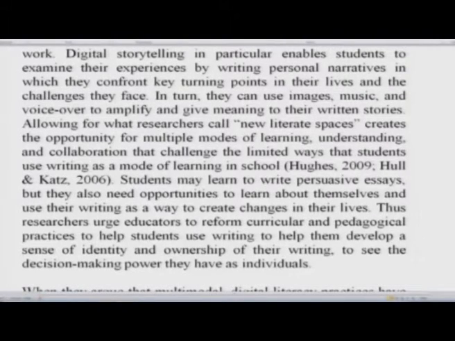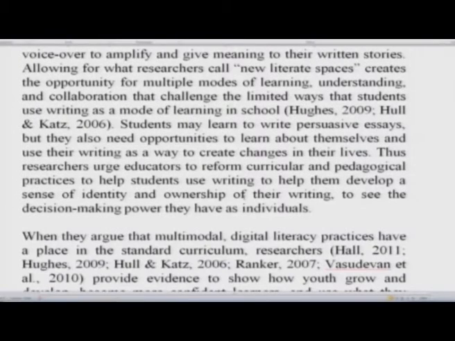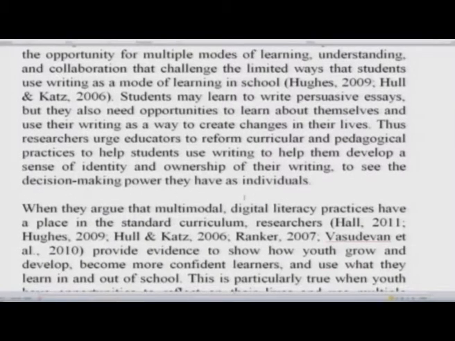Students may learn to write persuasive essays, but they also need opportunities to learn about themselves and use their writing as a way to create changes in their lives. Thus, researchers urge educators to reform curricular and pedagogical practices to help students use writing to develop a sense of identity and ownership of their writing, to see the decision making power they have as individuals.